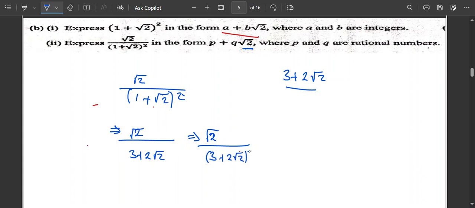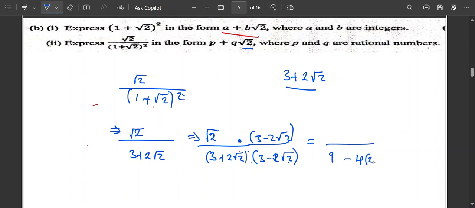Then again we have 3 minus 2 root 2, the same thing, 3 minus 2 root 2. So this will multiply with everything on top there. Then down here is a difference of two squares. So here it will be 3 squared, which is 9, then minus 2 root 2 squared, which is 4 times root 2 squared. This time this is 2 again, right? So that will be 8.